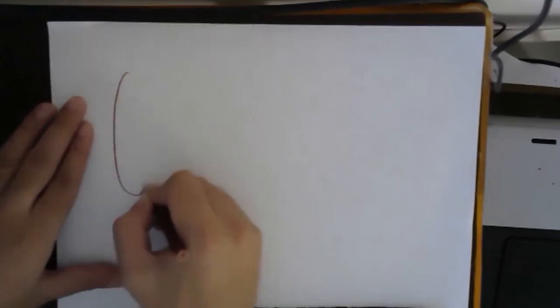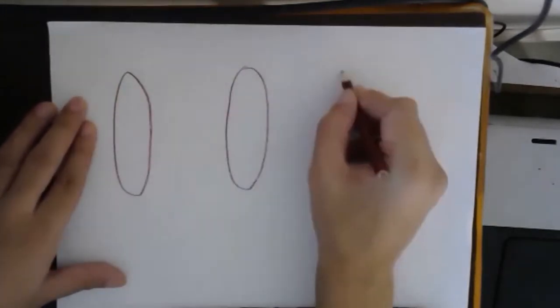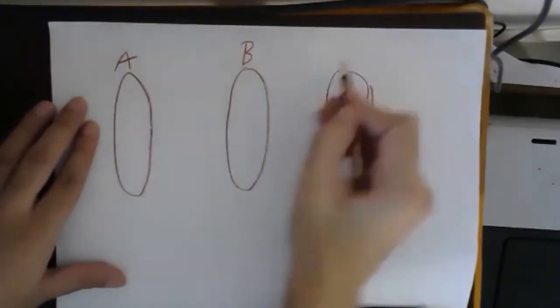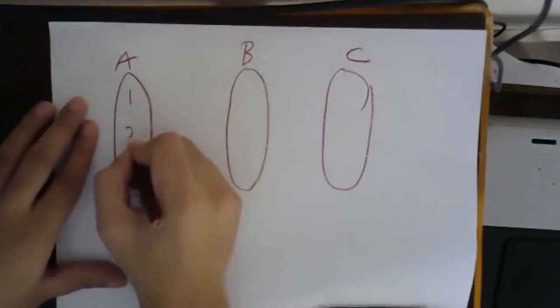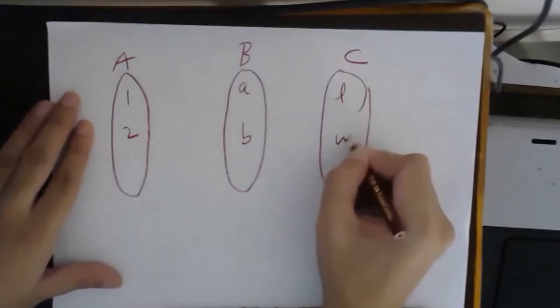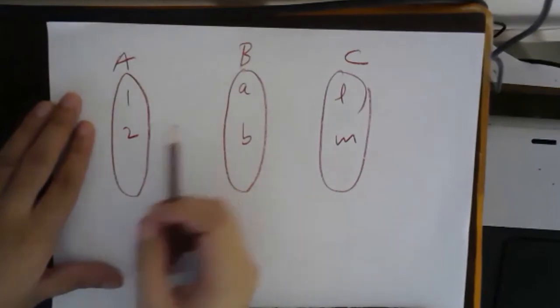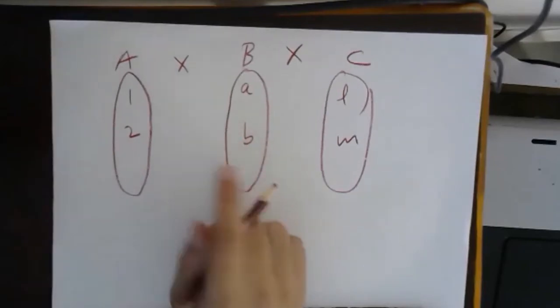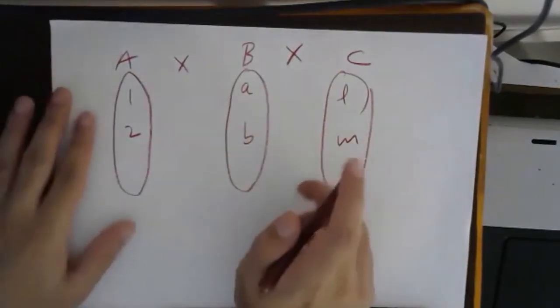Understood? Fine. Very good. Now let's see. This was only an ordered pair from 2 sets. Now suppose one of you is asking, sir, what will be an ordered pair in the case of 3 sets? Suppose this is set A, this is B, and this is C. Set A has 1, 2, set B has A, B, and set C has, suppose, L, M. Suppose I want to write A cross B cross C. The best example is a 3D graph, A cross B cross C. So what I will do?